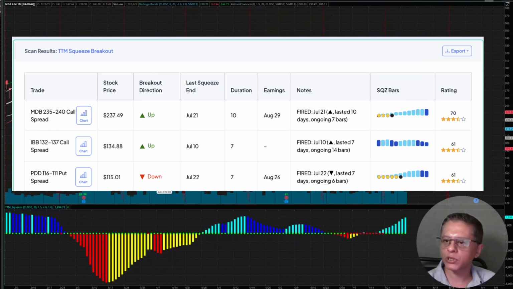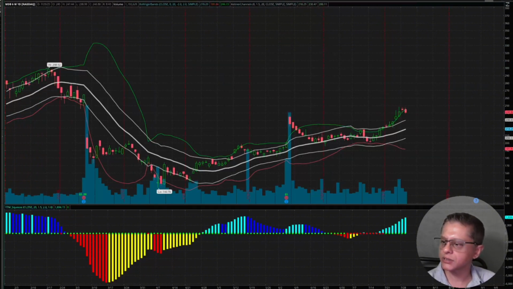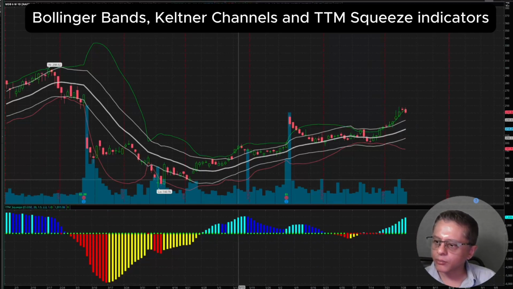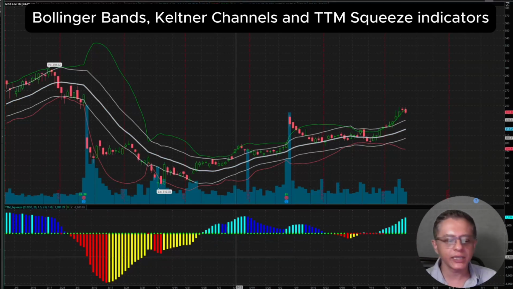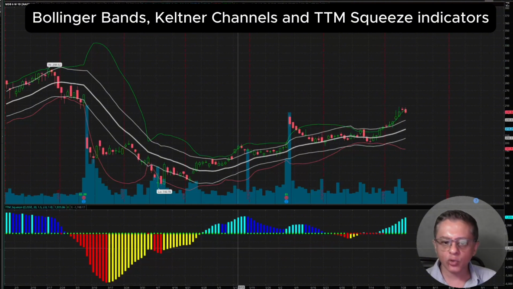So let's pull up that chart on Thinkorswim. So this is the chart. I've only added Bollinger Bands, Keltner channels, and TTM squeeze indicator on this chart. The TTM squeeze indicator is really easy to interpret.